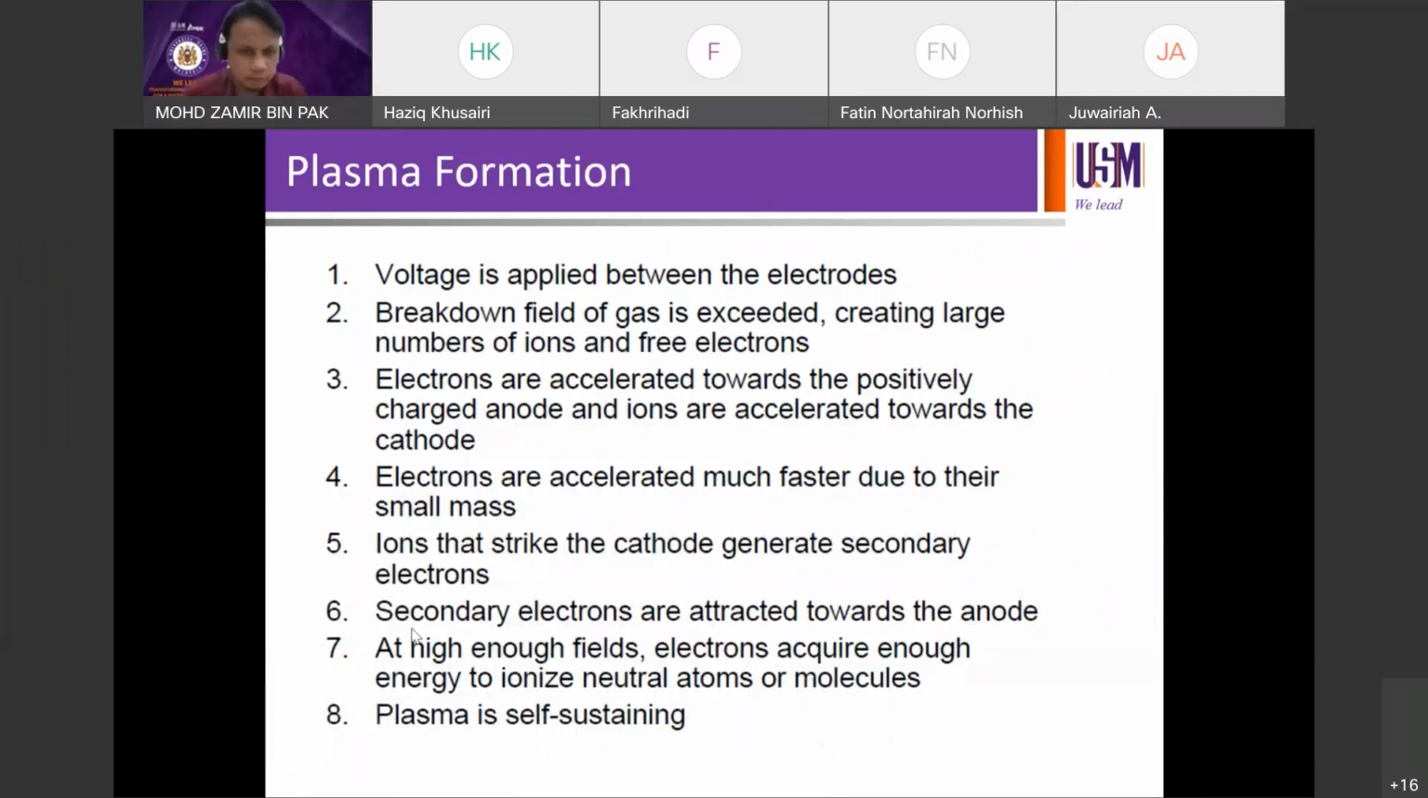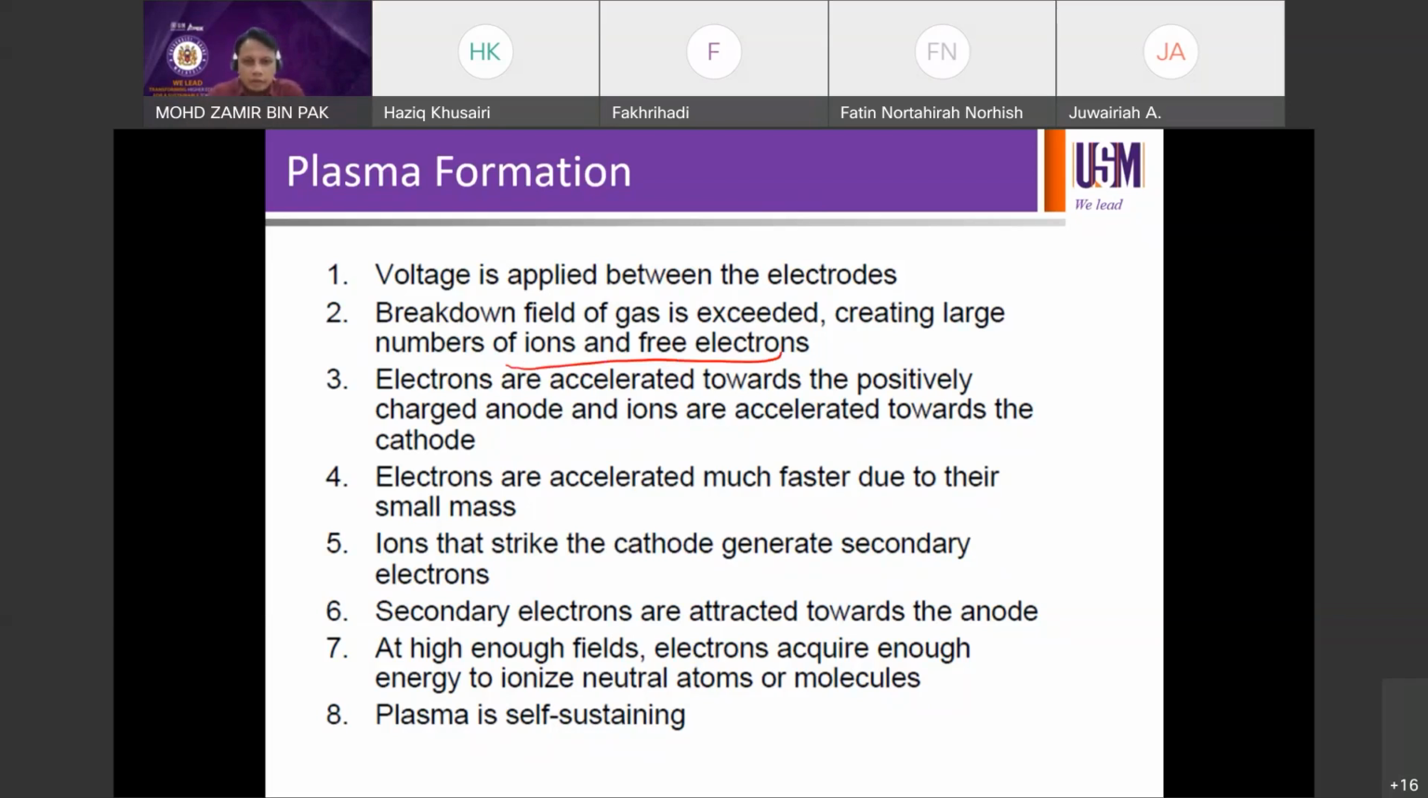Okay, plasma formation. Voltage is applied between the two electrodes. We saw on the previous page the positive and negative, anode and cathode. Then at the moment you exceed the breakdown field of the gas, we create ions and free electrons. So we use argon gas as our precursor gas for the plasma. So Ar minus electrons, and we're going to get Ar+. So Ar+ will form the plasma in this case.